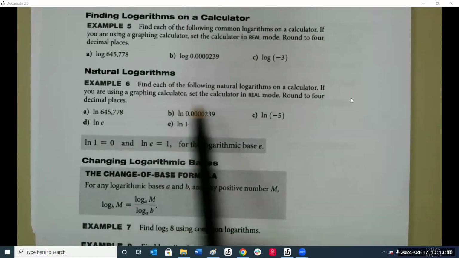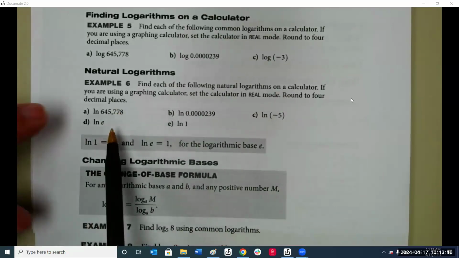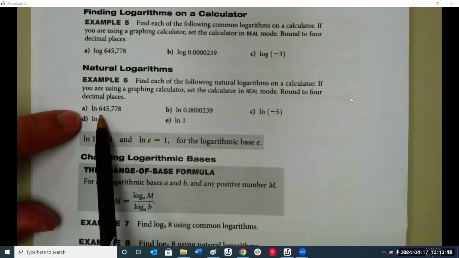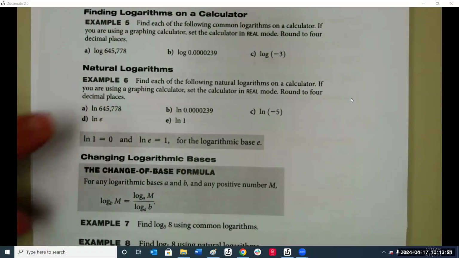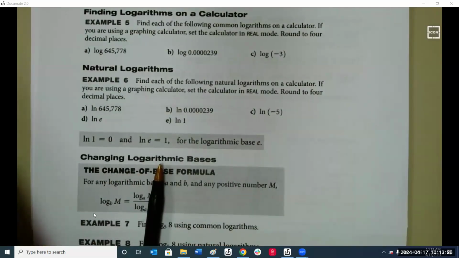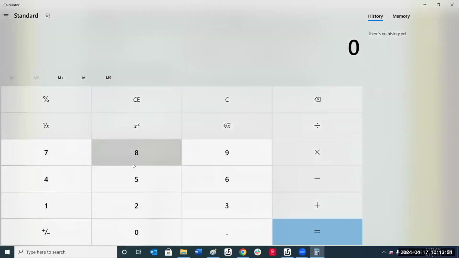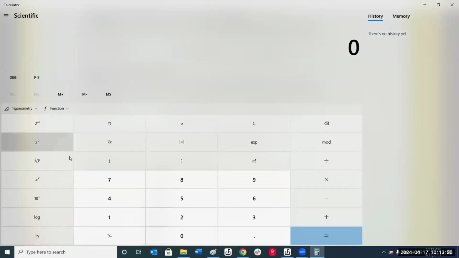Natural logs. Okay, all these on a calculator. So the natural log is the LN. Not the N by itself, it's the LN. Let me show you here. Go to scientific. It's this one down here. It's the LN. Just type in the number and hit LN and you'll get it.